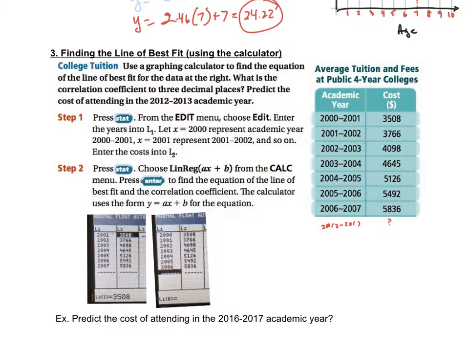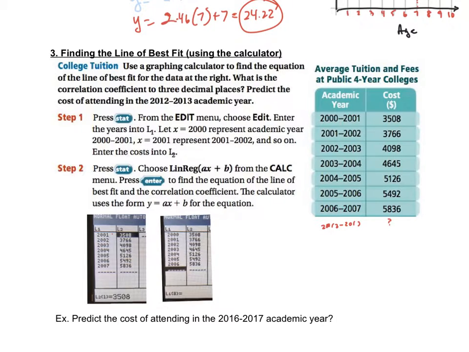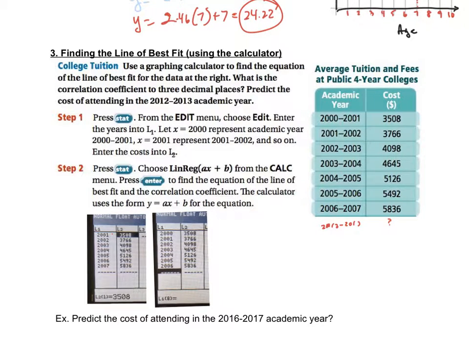So as you can see here, I've input the information a little bit differently. Did it accurately according to their description. This one should be represented by 2000 right here. That's 2000. So this data was input incorrectly. I've corrected it and entered the cost into L2, and I've put those costs into L2. And now it says to go ahead and choose stat line reg from your calculator. Let's see here. So if I hit stat, then it says choose line reg AX plus B.